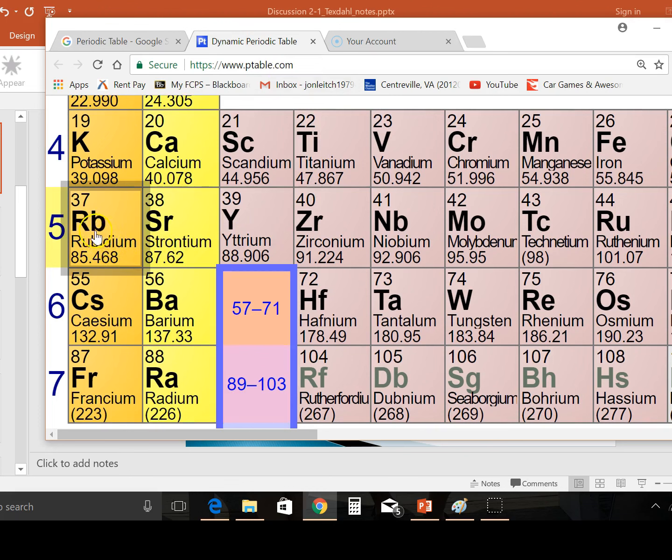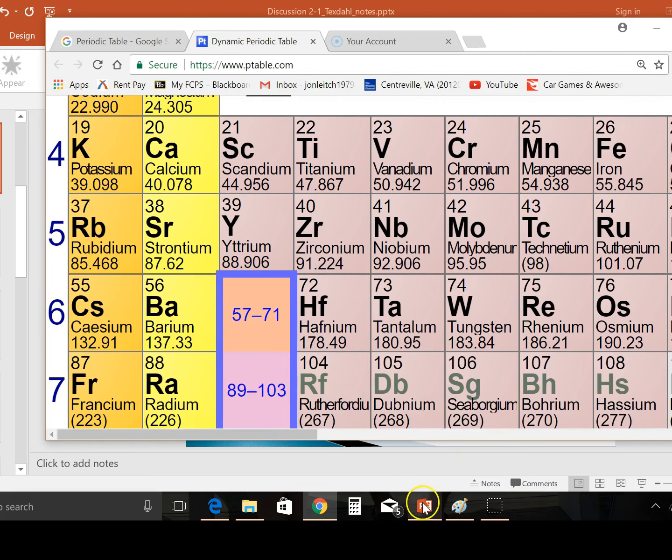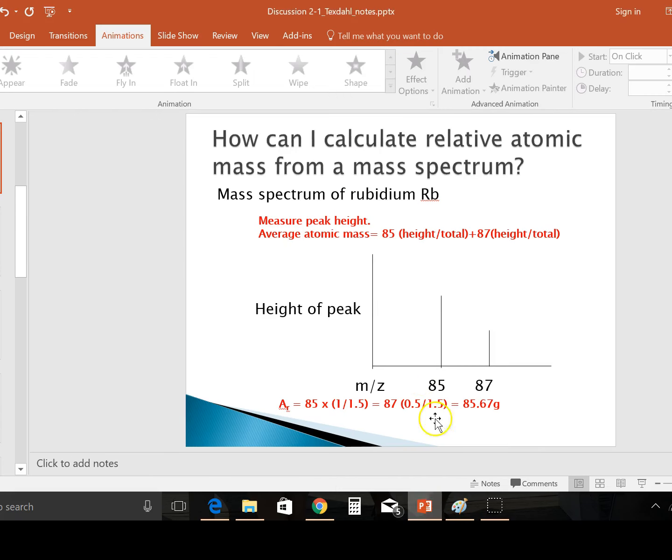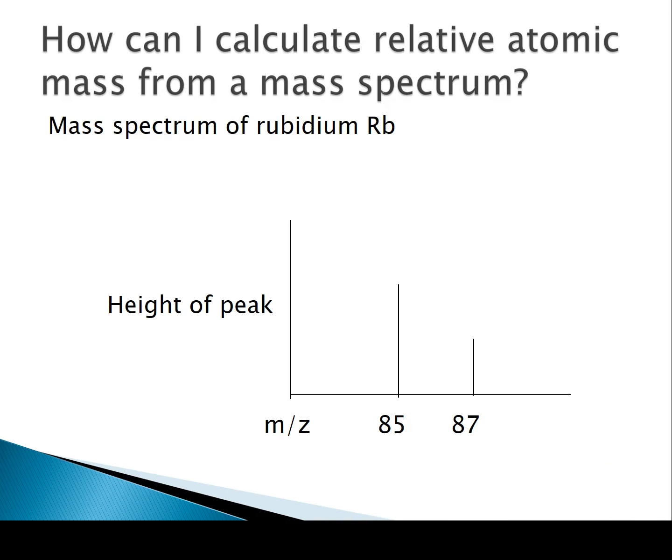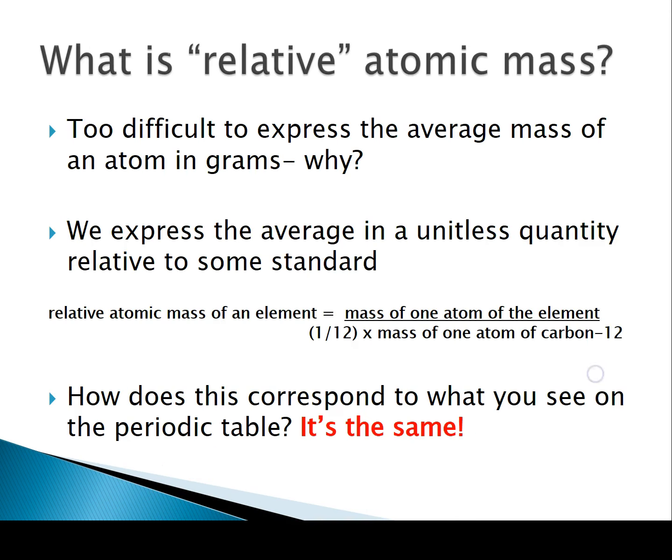Now, that is not perfect. If you look at the periodic table, the average atomic mass of rubidium is 85.47. But if you had to use that mass spectrum to identify the element, no other element would come closer than rubidium. Excuse me. This is the first time I've done this, so you're going to have to bear with me.